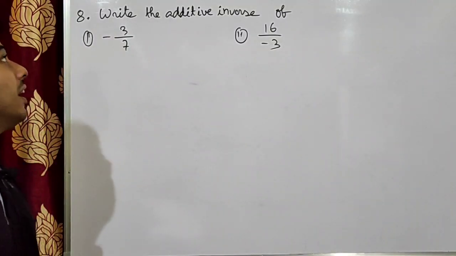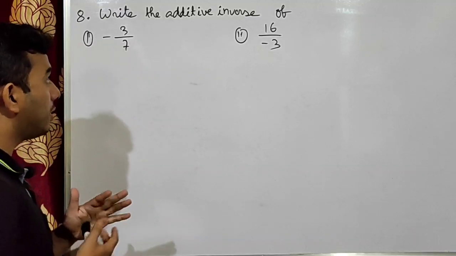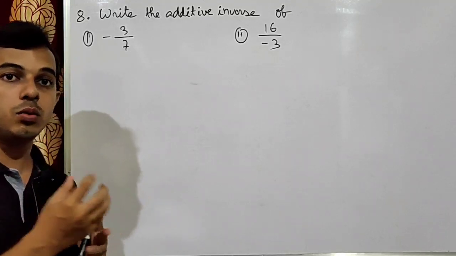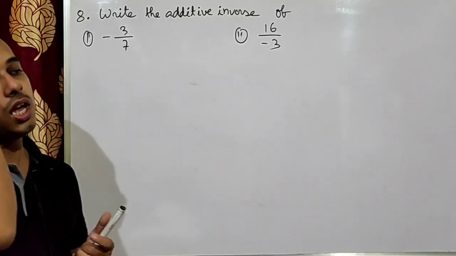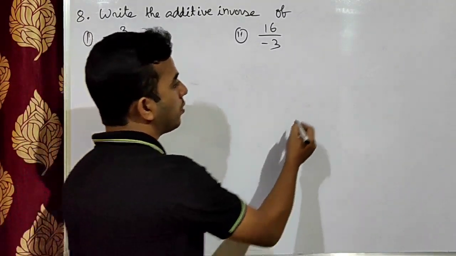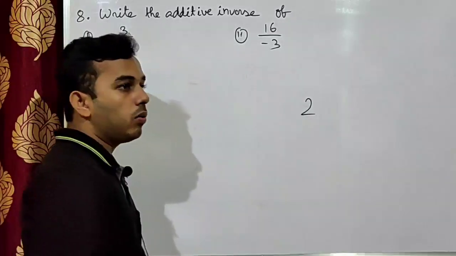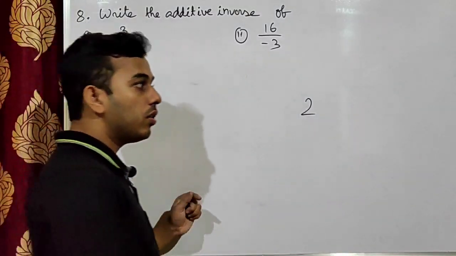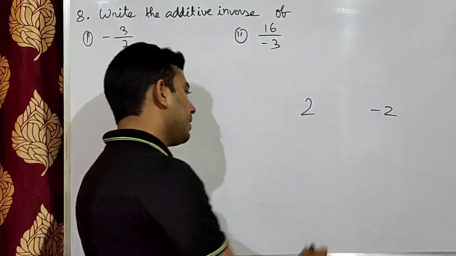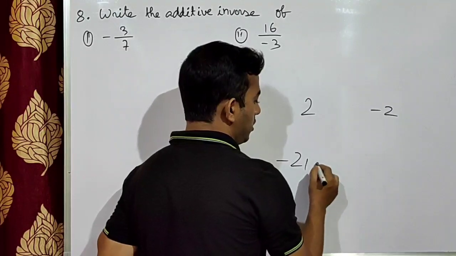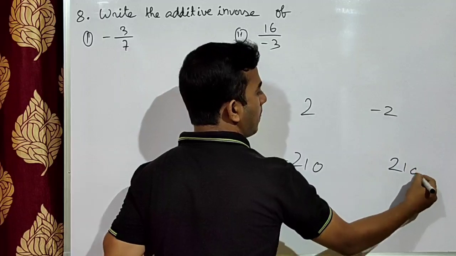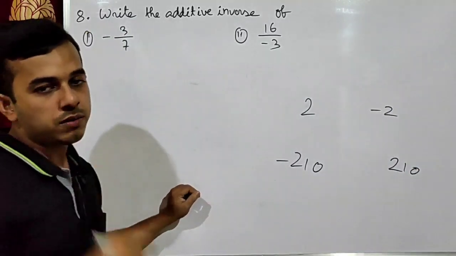Okay, the next question is, write the additive inverse of minus 3 by 7, then 16 by minus 3. Now before finding the additive inverse, we have to know what an additive inverse is, right? Now think, for example, let us take any integer, say 2. Now there is another similar integer which is minus 2, isn't it? If we take any other integer, suppose minus 210, there is another integer similar to this, but which will be positive. Clear? Like this we also have fractions.